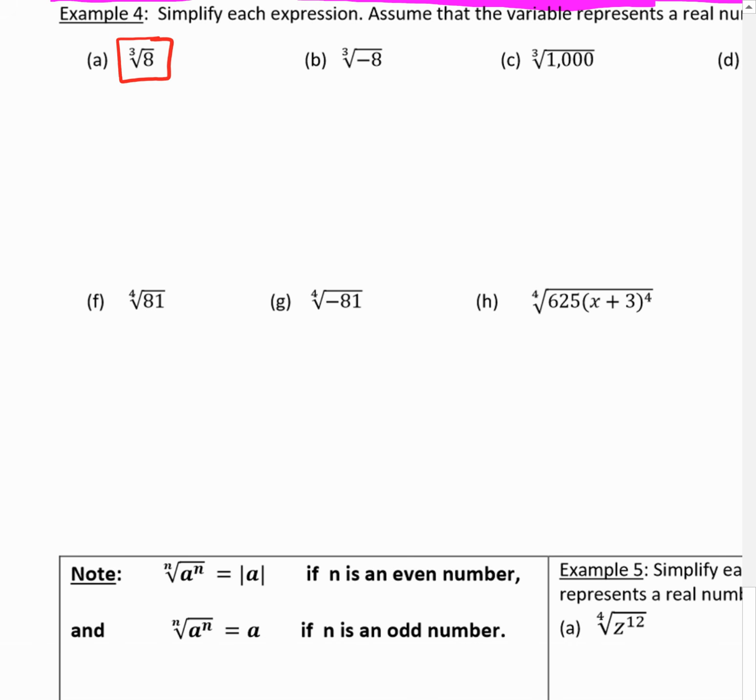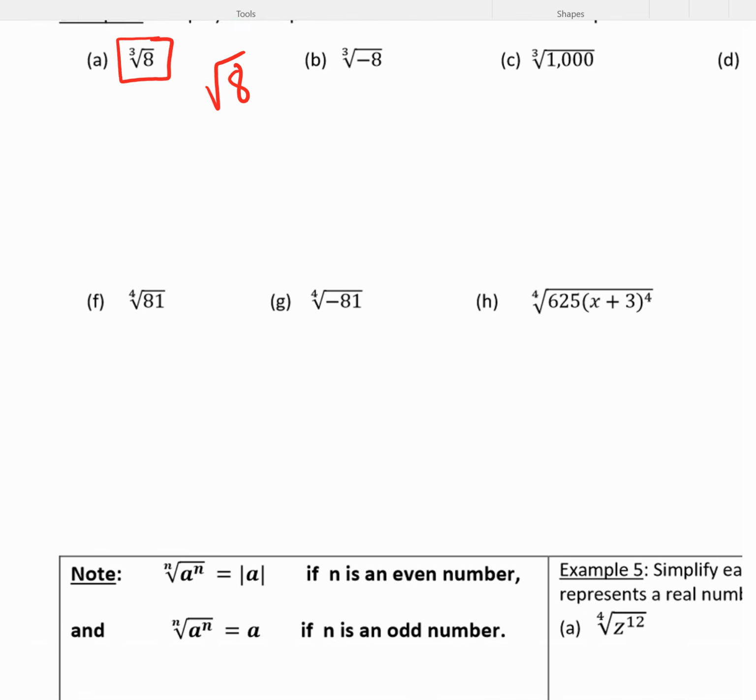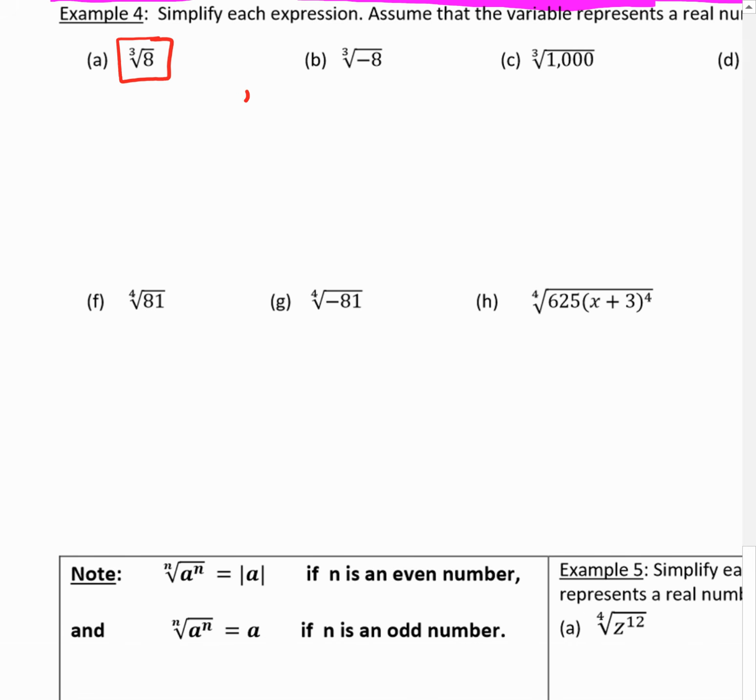In other words, if it was a square root of 8, that's saying what can you square and get 8, or what can you raise to the second power and get 8. The little 3 tells you now I don't want to raise something to the second power and get 8, I want to raise something to the third power and get 8. That's really what you're asking. What can we raise to the third power to get the number 8?